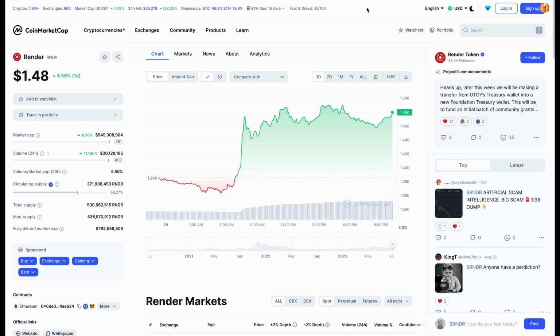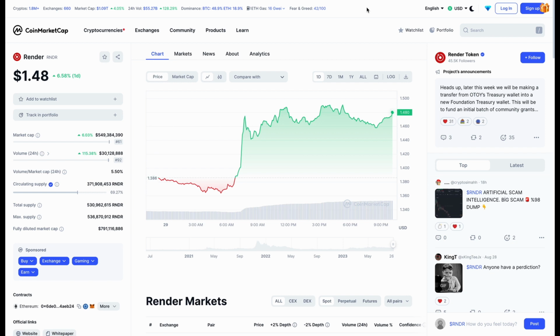Now let's talk about how Render Token will implement the BME model in the Render network ecosystem. The Render Foundation has approved the implementation of its new burn and mint BME model on the Solana blockchain by investing its resources of approximately 4.8 million Render tokens.